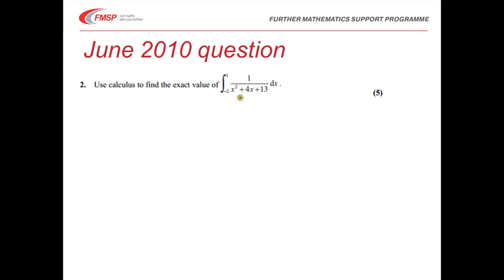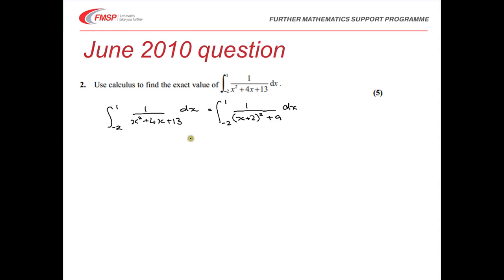We've got to use calculus to find an exact value of this. It's 1 over a quadratic that we're integrating. There are some standard methods for this. I'll just write out the question again, with respect to x, and I'm going to complete the square for the quadratic on the denominator. We've got the 4 halving to 2, and we consider x plus 2 squared, which gives us x squared plus 4x plus 4, so we need an additional 9 to maintain the same denominator.